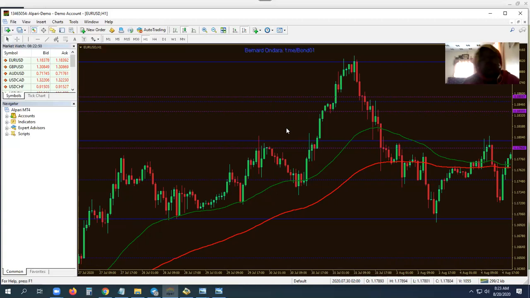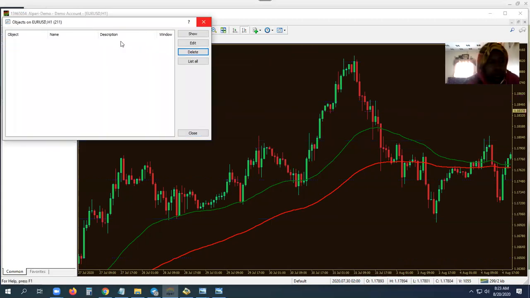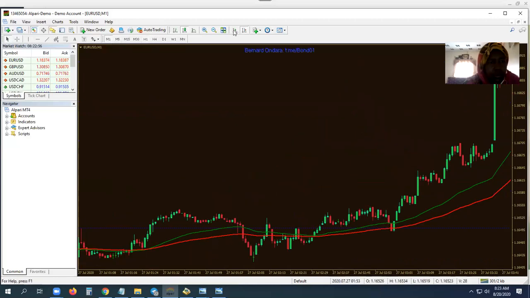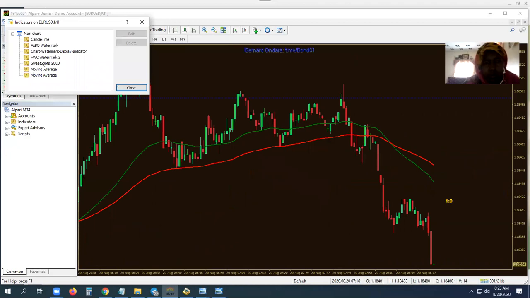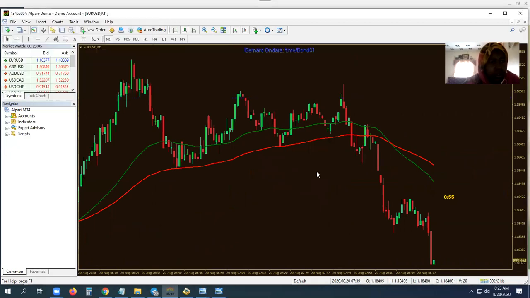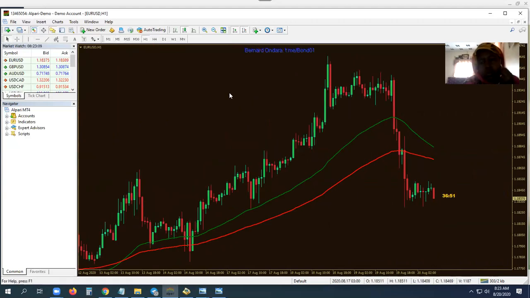All right, so now one other technique we use to draw support and resistance. To remove this indicator, you have to right click, choose indicators, sweet spot, and delete it. That's how it will disappear from the chart. You cannot just try to delete it. It will not go away.